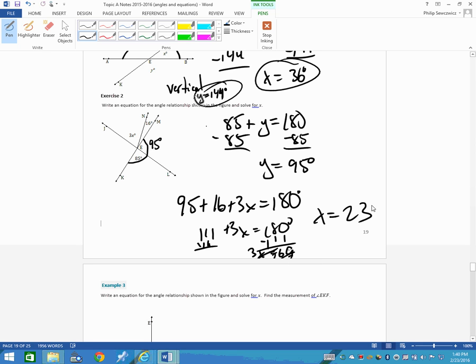The other thing here is, oh wait, that's all they wanted. Oh, solve for x. Yeah, so I did that there. So that does work. So it's not 23 degrees, it's just 23.